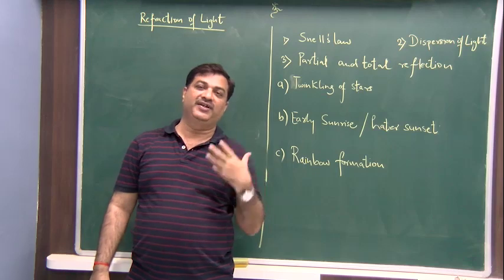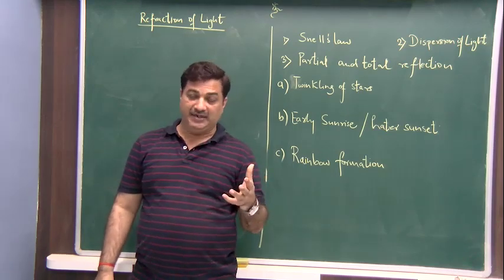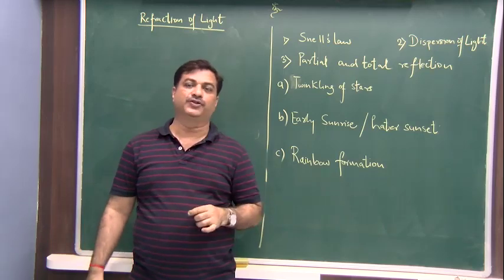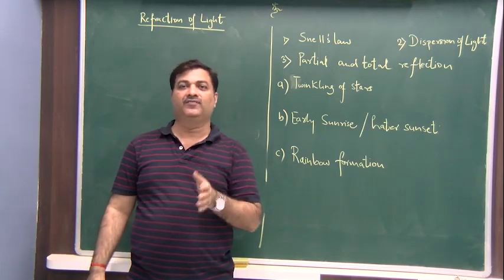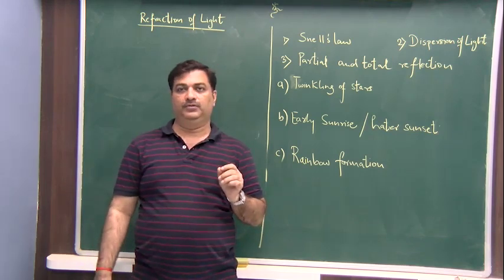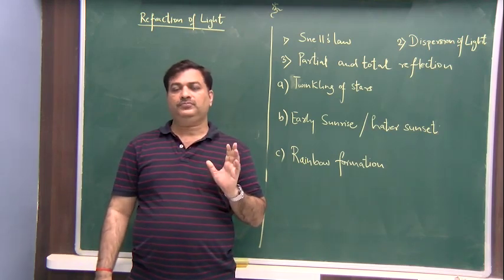So if the refractive index of the material is quite high, that means it is bending light through a greater angle. If the refractive index is lower, it is refracting the light through a very small angle.